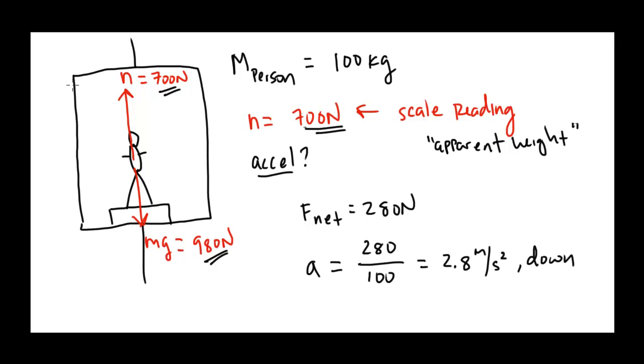In fact, you could think about it this way. What would happen if the cord here were cut? You could imagine if this cord were cut and this thing entered free fall, what would the scale read? It would read 0. You would apparently be weightless. Of course, you're not weightless, but you appear to be.